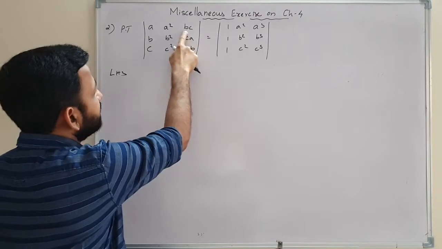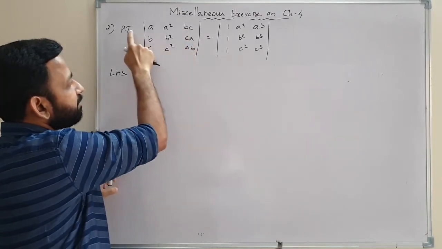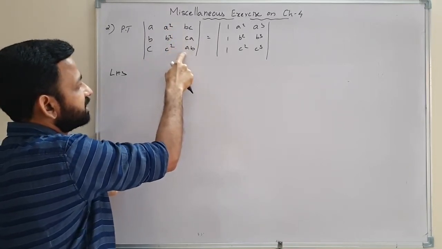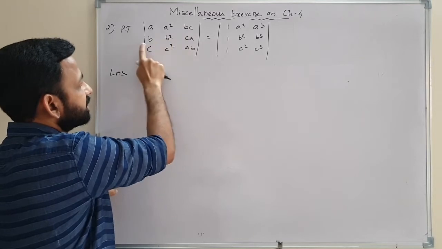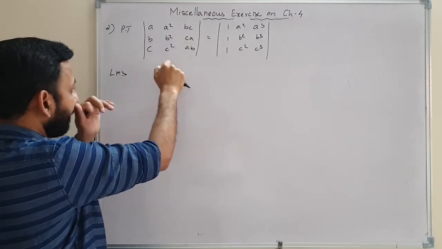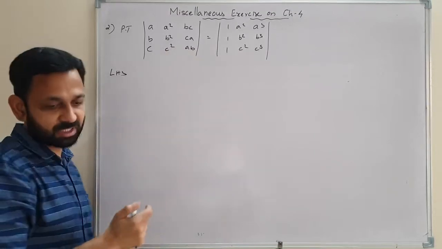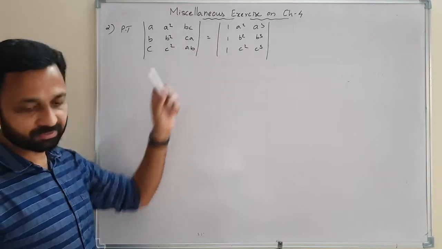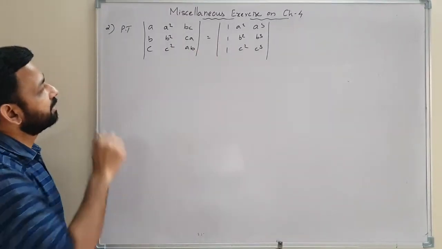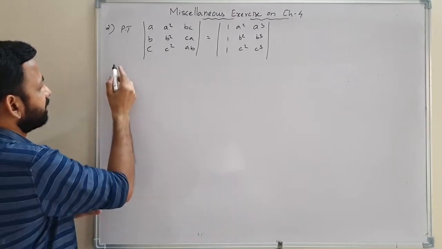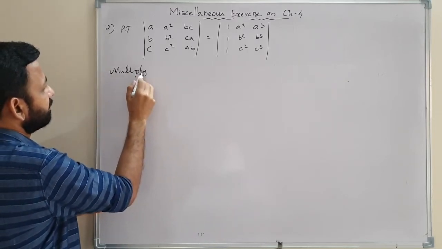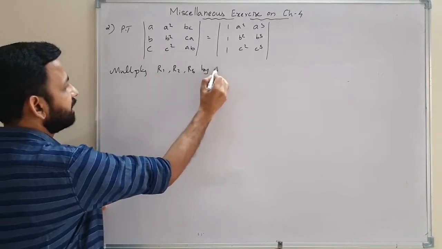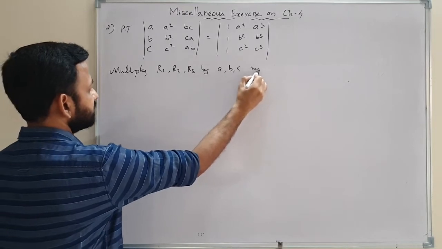So here we have BC, CA, AB. When we multiply first row by A, second one by B, and the third one by C, then we will get ABC here, second row by B, again ABC, third row by C, ABC. Then when we take ABC outside, then we will get 1, 1, 1. So that is the method. So we are going to multiply R1, R2, R3 by A, B, C respectively.